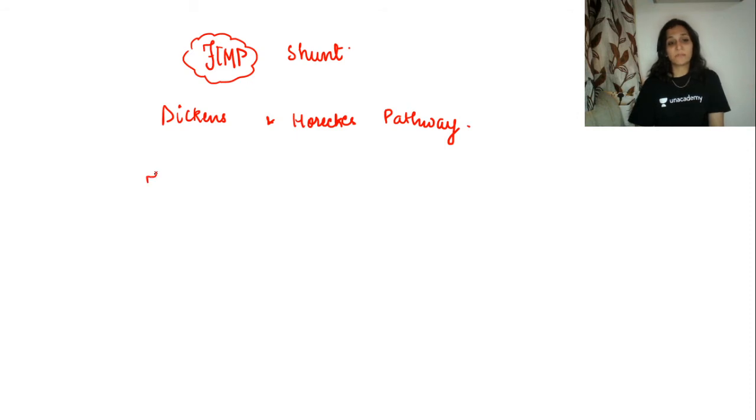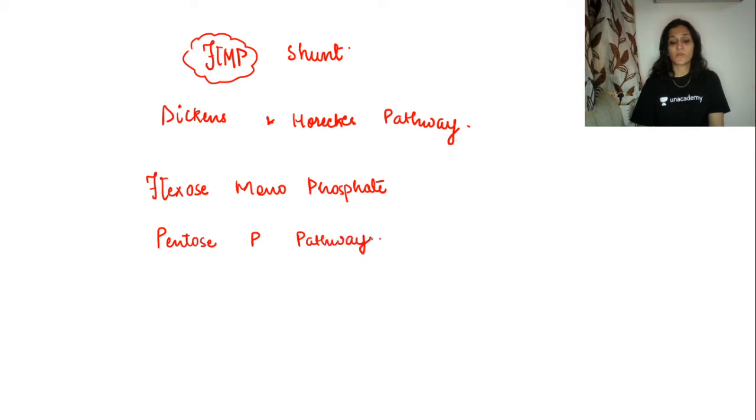First of all, HMP stands for hexose monophosphate. Then it is also called the pentose phosphate pathway. Why is it called the pentose phosphate pathway? Because a lot of the intermediates which are formed in HMP shunt are pentose sugar intermediates.